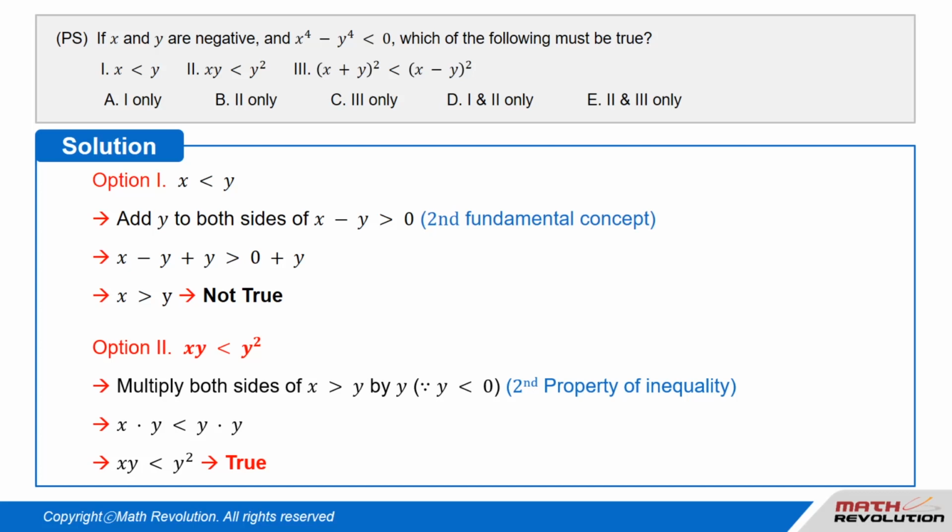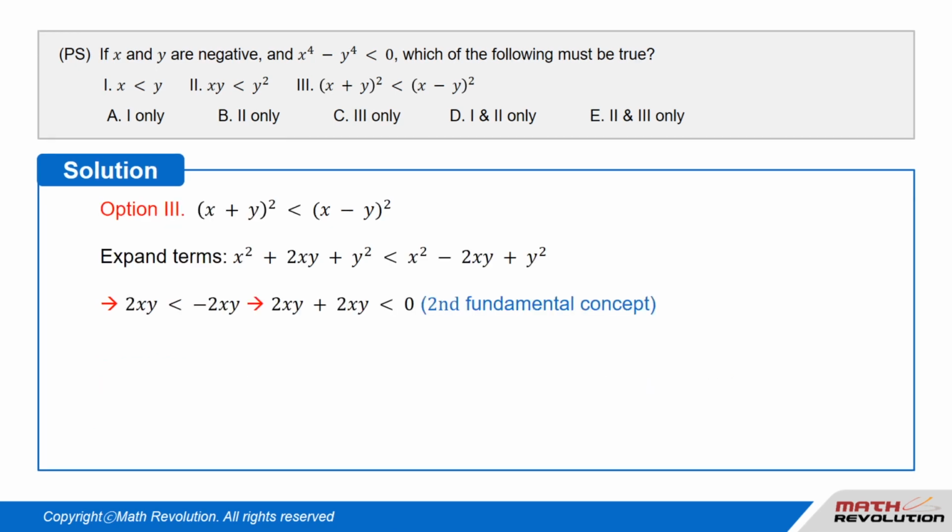Option 2, x times y is less than y squared. We have found that x is greater than y, so multiplying both sides by y, and since y is less than 0, and by the second property of inequality, which is the negative rule in inequality, we get x times y is less than y times y, or x times y is less than y squared. Hence this option is true.